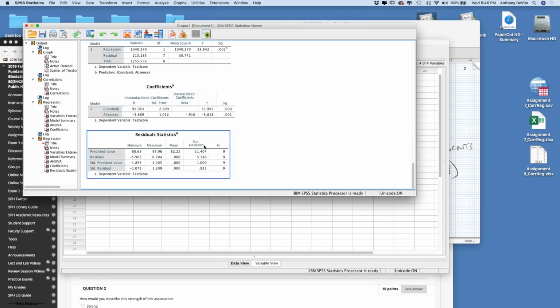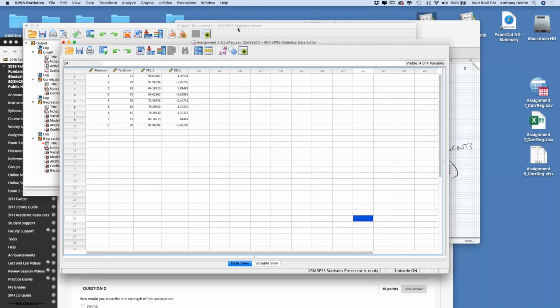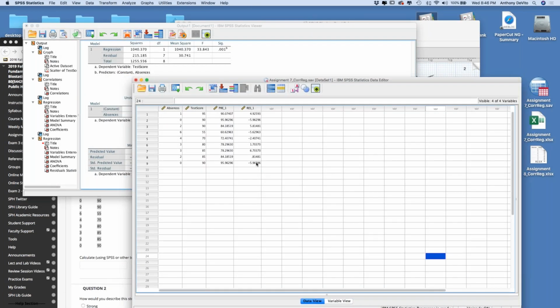But lo and behold, when I go back to my data values, look at this. I have two new columns that weren't there before. I have the predicted values and I have the residuals. So this person, subject number 1, had 1 absence. He got a test score of 95. Our formula predicts that with 1 absence, you get a test score of 90. And the difference between 95 and 90 is the residual, or the error. So it will give you what the line would predict for each one of these values.